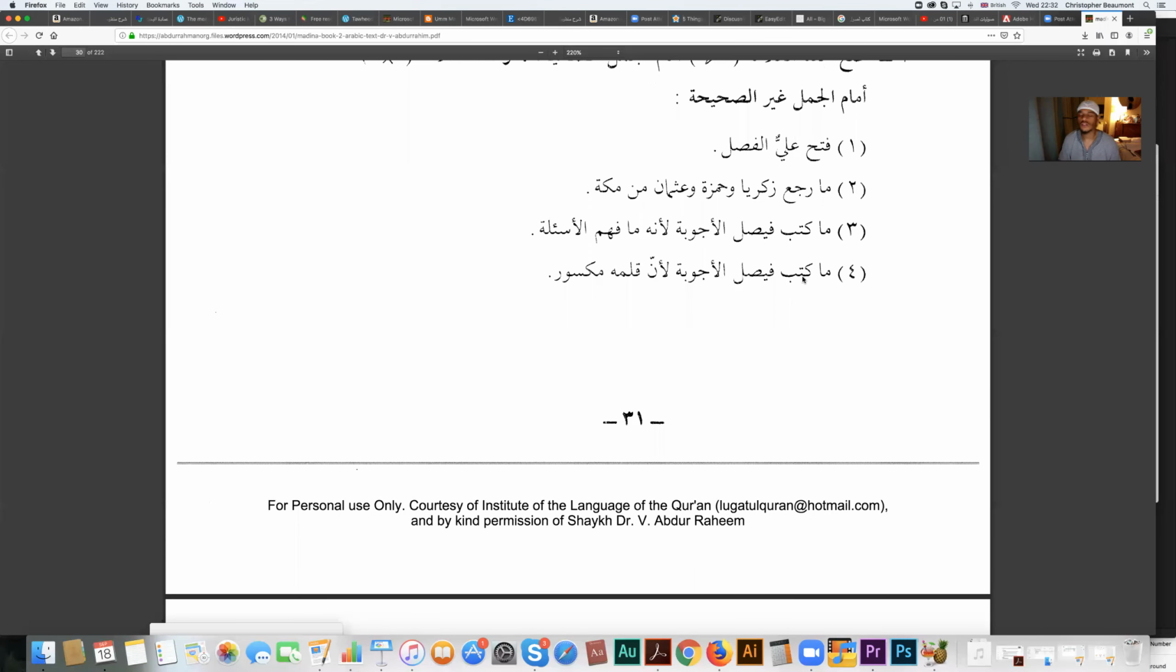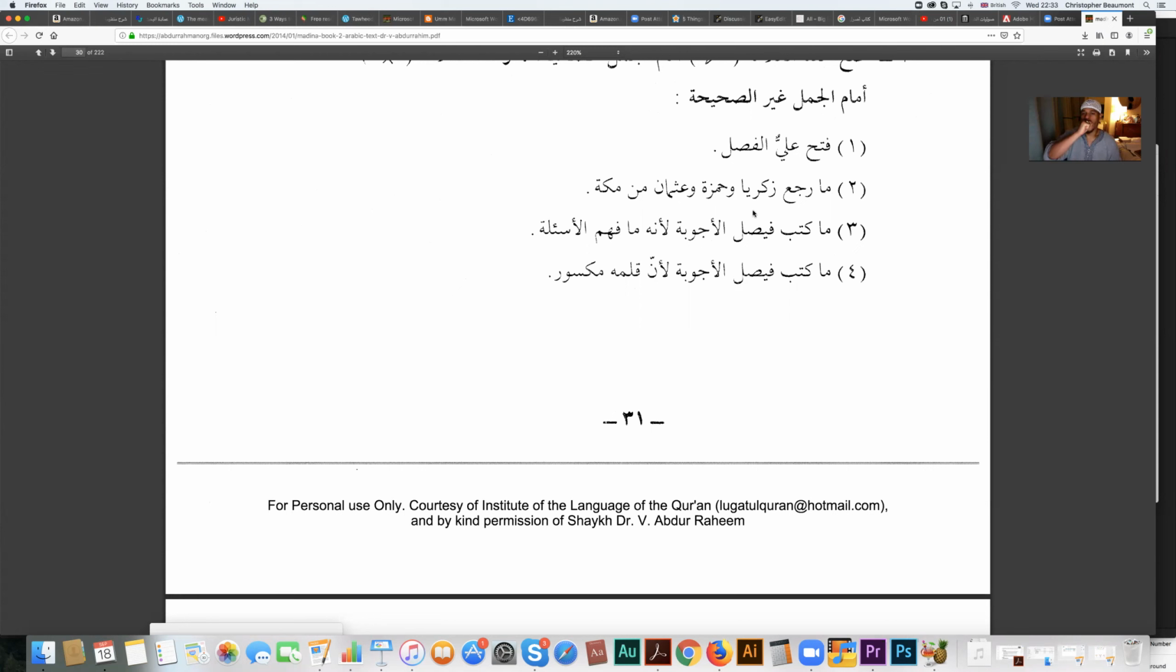Farwa, next one. Read it for me, please. ما كتب فيصل الأجوبة لأنه ما فهم الأسئلة. Well done. صح ولا خطأ؟ صح. Excellent. Number 4, Abdullah.